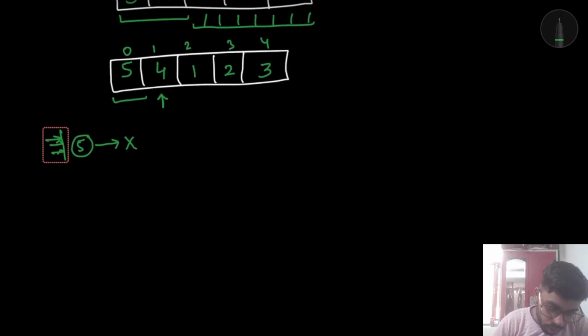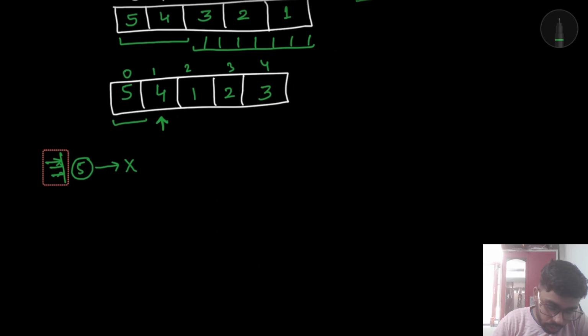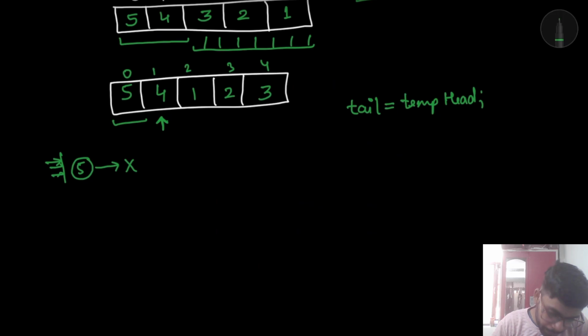So now what we will do, we will iterate this index, and we will keep a temporary variable and keep track of the tail, because at the end we will add to tail only. So tail will be temp head. At first the tail will be the first node itself. That is, let's take tail equals to 5.